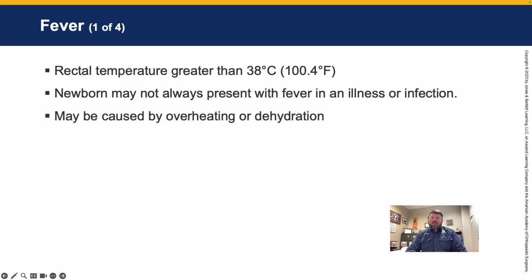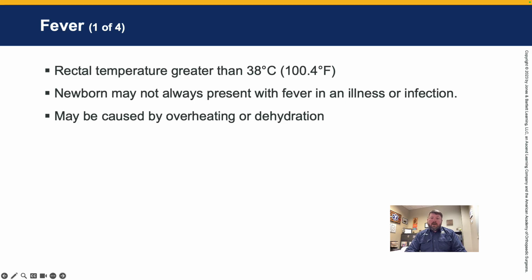Fever. Rectal temperature greater than 100.4 Fahrenheit or 38 degrees Celsius. Oral temperature is usually 1 degree lower than rectal temperature on average, and the axillary temperature is usually 2 degrees Fahrenheit lower than rectal temperature on average. A newborn may not always present with fever in an illness or infection because of the immaturity of its temperature regulation system. They may become hypothermic or hypoglycemic instead.